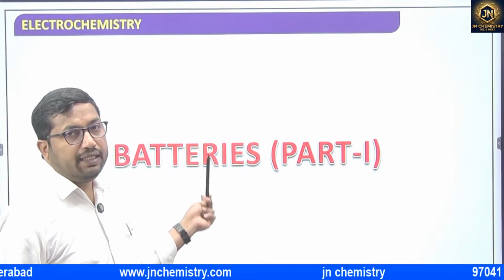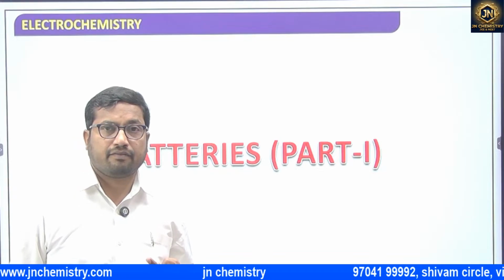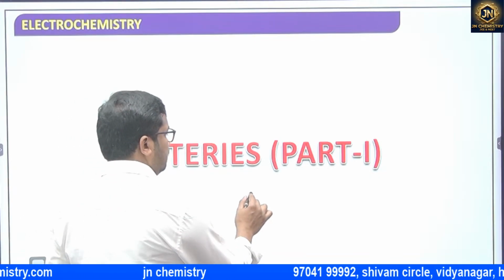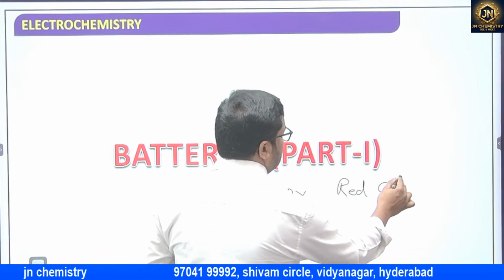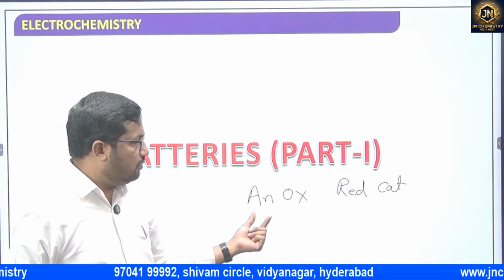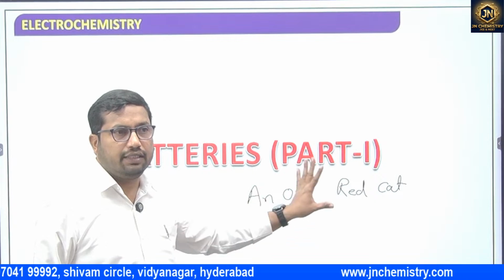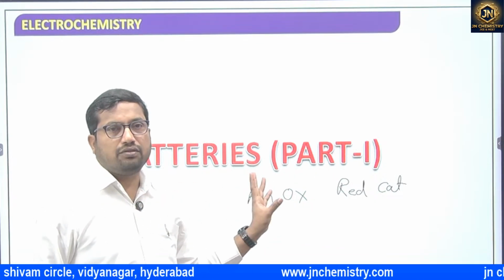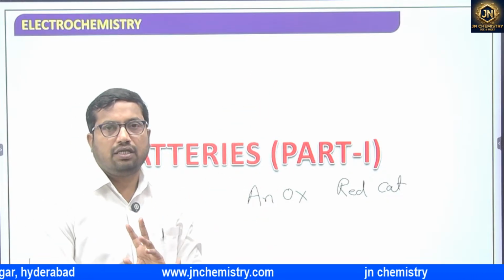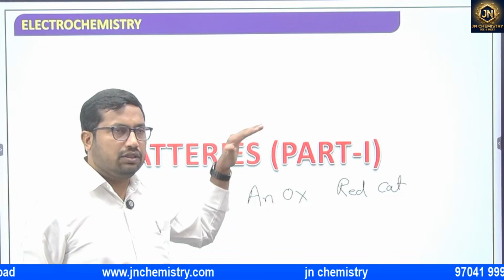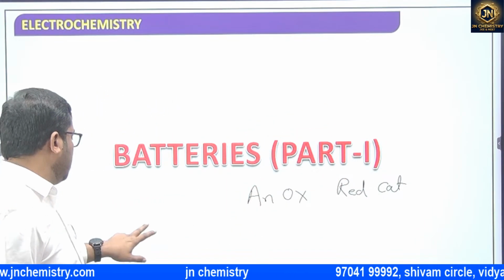But in batteries, what do we need to do at anode and cathode? At anode, which reaction takes place? Ox-An, and I told you Red-Cat. Oxidation takes place at anode, reduction takes place at cathode, right? So in all batteries, simply what we need to do is write the cathodic reaction, anodic reaction, and net reaction.